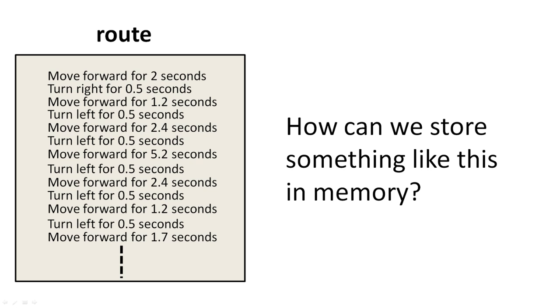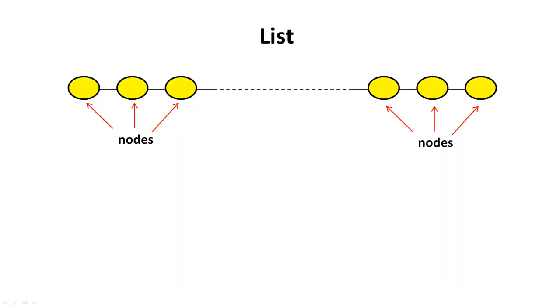But what is a route and how can we store it in memory? First, a route is not a single value. A route consists of many actions like move forward for X seconds, turn left for Y seconds, etc. We do not know in advance the number of such actions. How should we do it? Well, we shall get to it. But first, let's begin with some theory.